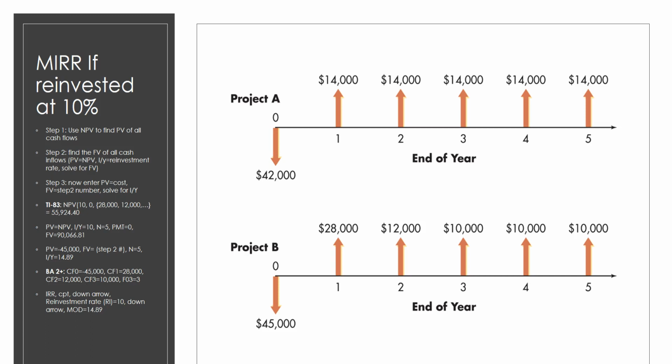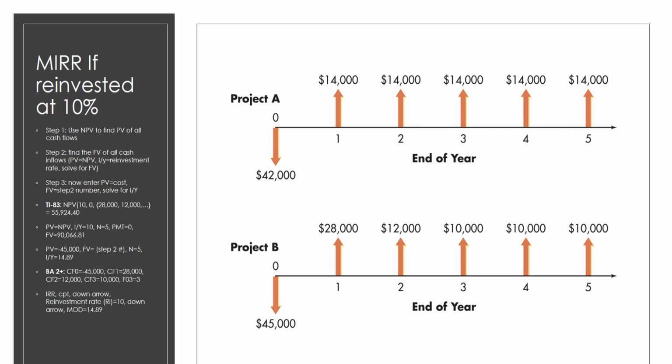So let's look at these projects that we've been doing. We have project A that costs $42,000, yields $14,000 a year for 5 years, and project B costs $45,000, yields $28,000 the first year, $12,000 the second year, and $10,000 in years 3 through 5.